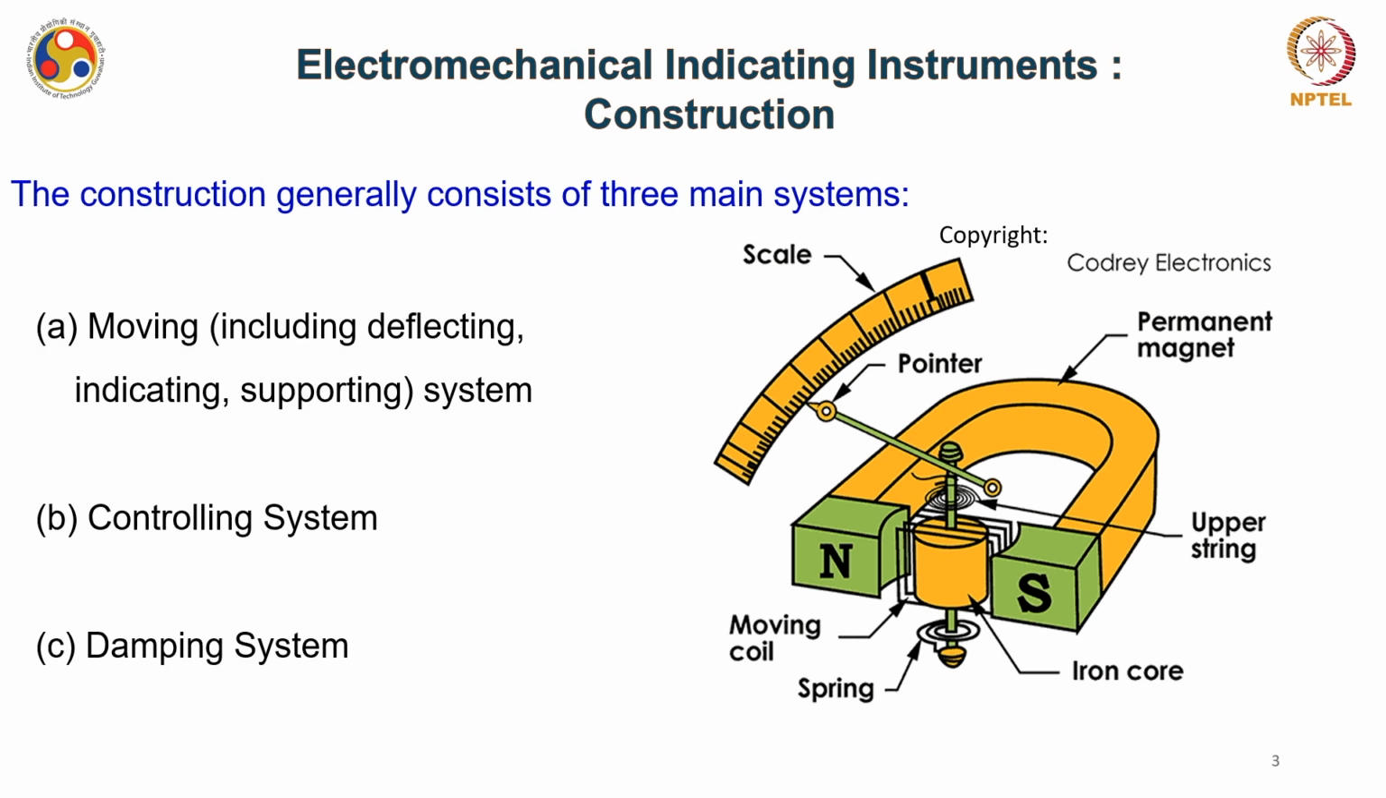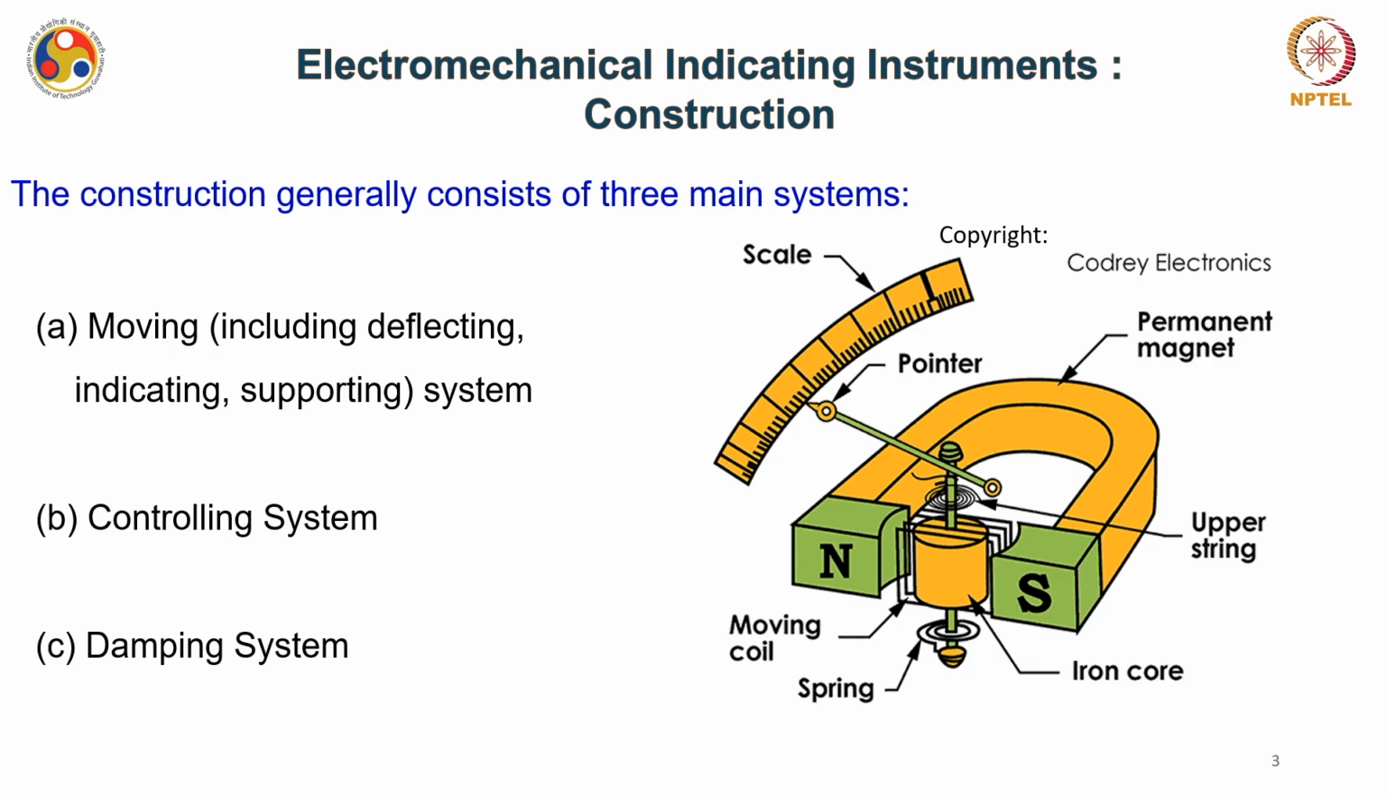Okay. So, the construction of electromechanical indicating instruments has three main systems in it. The first is the moving system. Sometimes it is confused with deflecting systems or indicating systems, but they are all actually defined separately, but in this course we are seeing them together. Okay. So, in the moving system itself we will see the deflecting system, indicating system and the support system for this moving system. Okay. And the second thing is the controlling system, and third is the damping system.